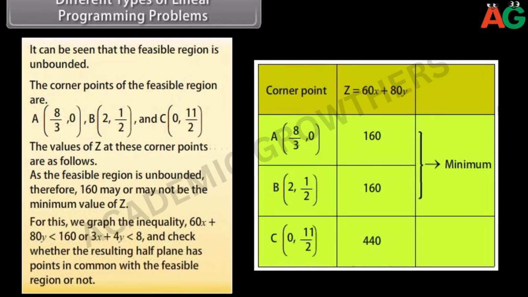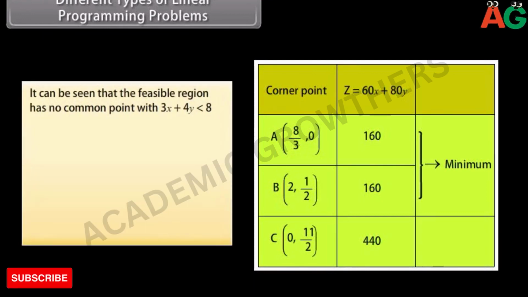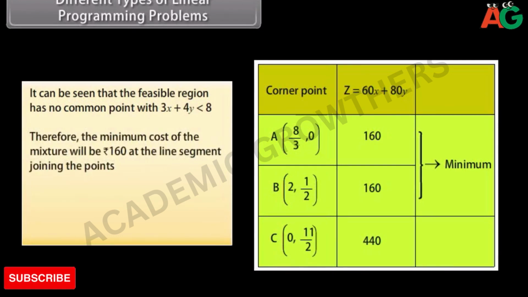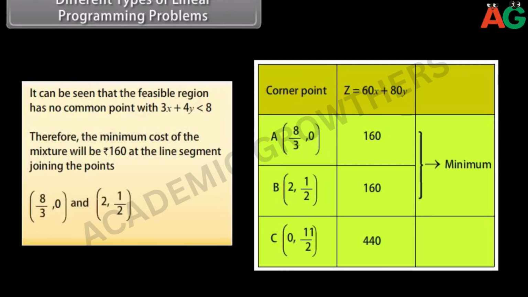For this, we graph the inequality 60x + 80y < 160, or 3x + 4y < 8, and check whether the resulting half plane has points in common with the feasible region or not. It can be seen that the feasible region has no common point with 3x + 4y < 8. Therefore, the minimum cost of the mixture will be Rs 160 at the line segment joining the points (8/3, 0) and (2, 1/2).